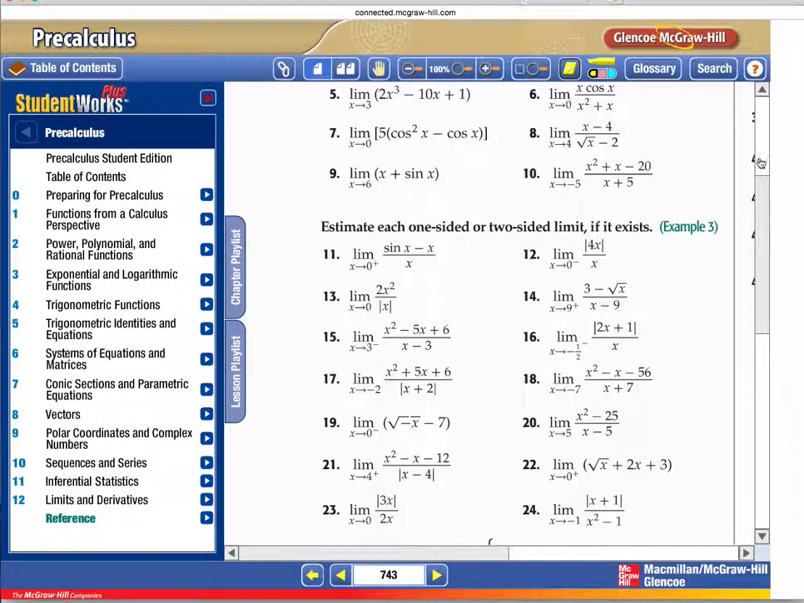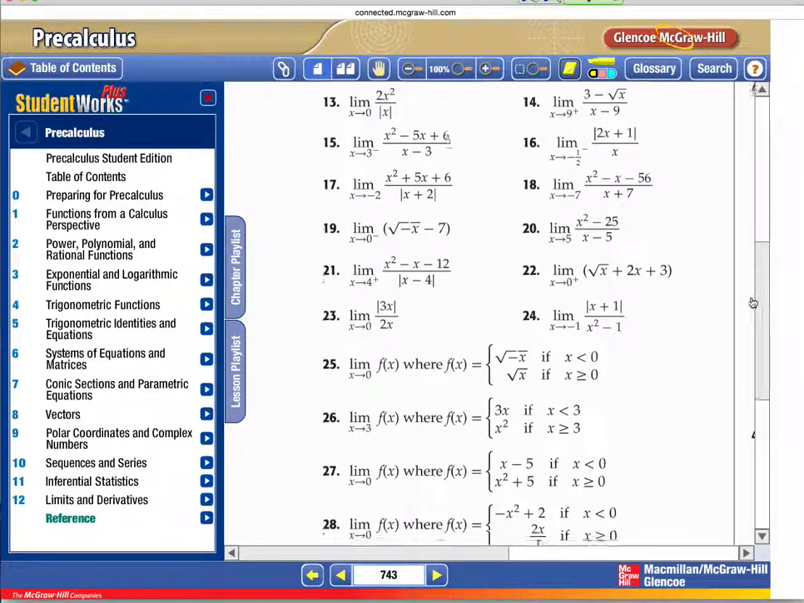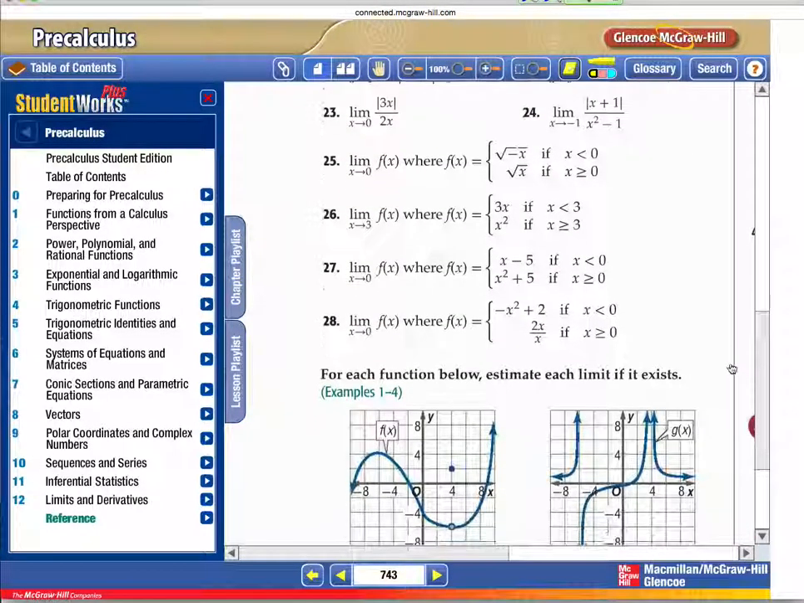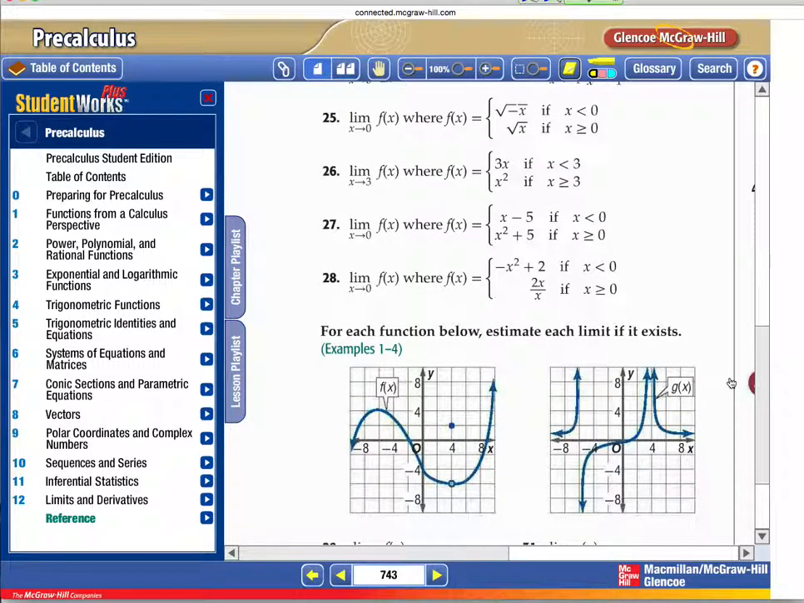Alright, one more. And that is number 27, but I want to change it just a little bit. I want to change it from x minus 5 to x plus 5. Pace, read it for me. Limit as x approaches 0 of f of x is fine. Yeah, you can just stop with f of x.